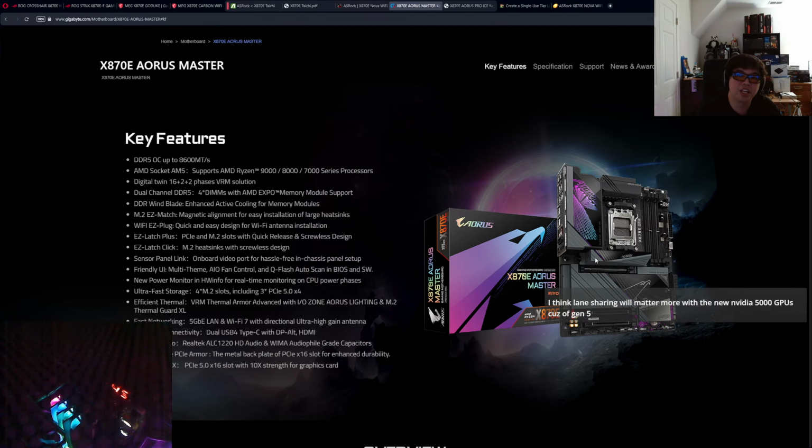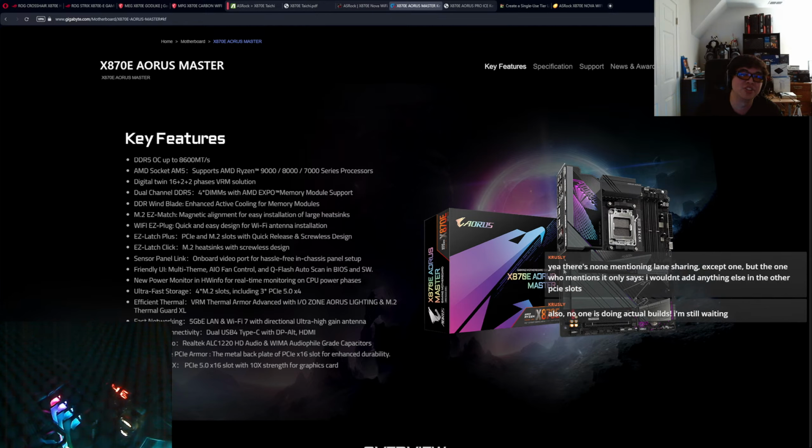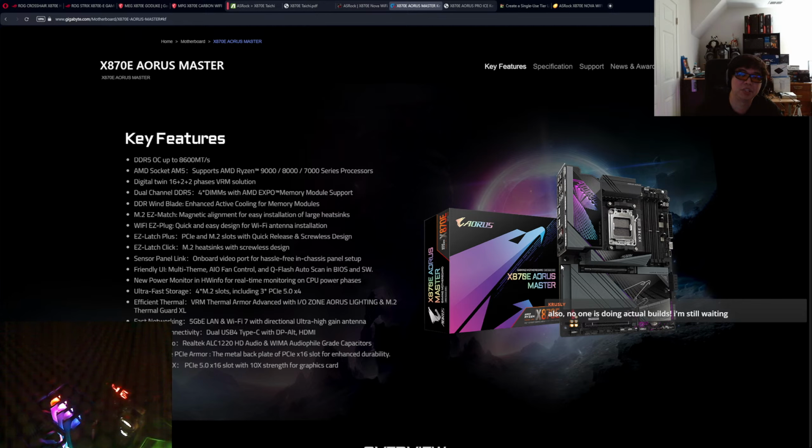So if you don't play any of those games, you're not really going to notice much of a difference running X8 versus X16. If you're playing, for example, Overwatch or Call of Duty or Counter-Strike, you're never going to notice a significant difference running your GPU at X8 versus X16. But some of those newer games that use different engine technology actually scale with PCIe bandwidth.